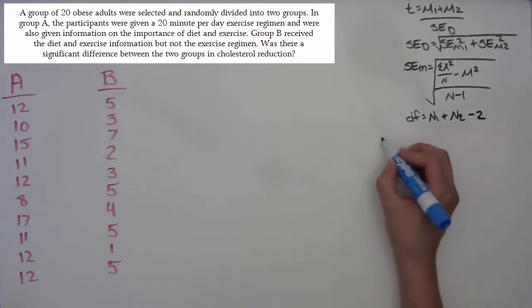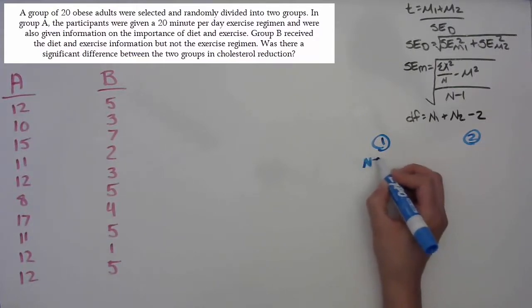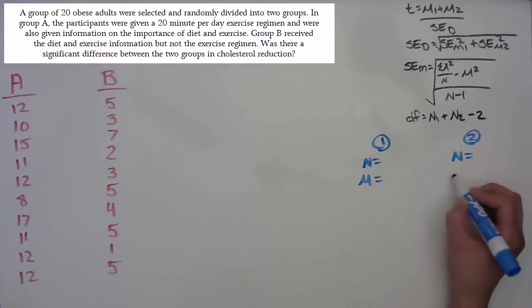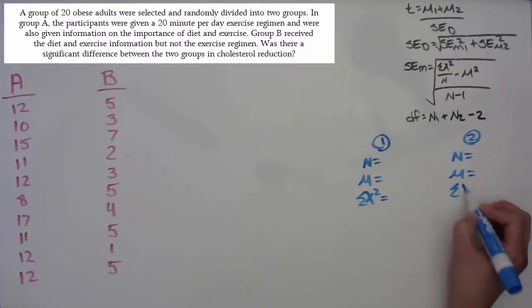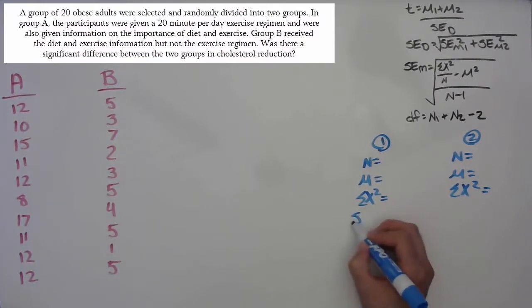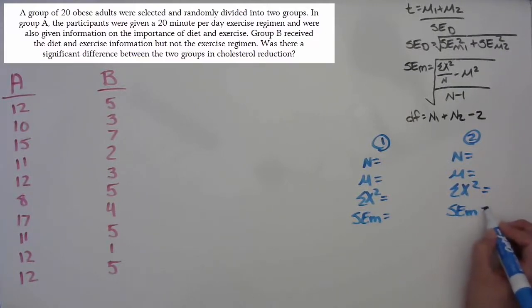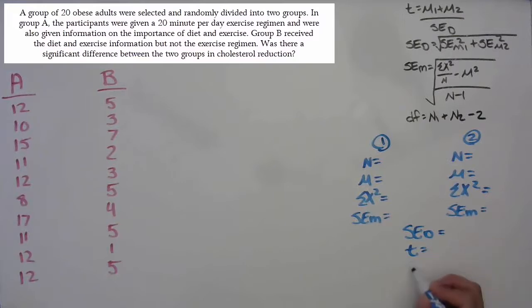Now we've got two groups here. So we've got group 1 and we've got group 2. Okay, so we're going to need an n value for each group. We are going to need a mean for each group. We're going to need the sum of squares for each, and we are going to also need the standard error of the mean. We are going to need the standard error of the difference, and we are going to need a t-value, and we're going to need degrees of freedom as well.